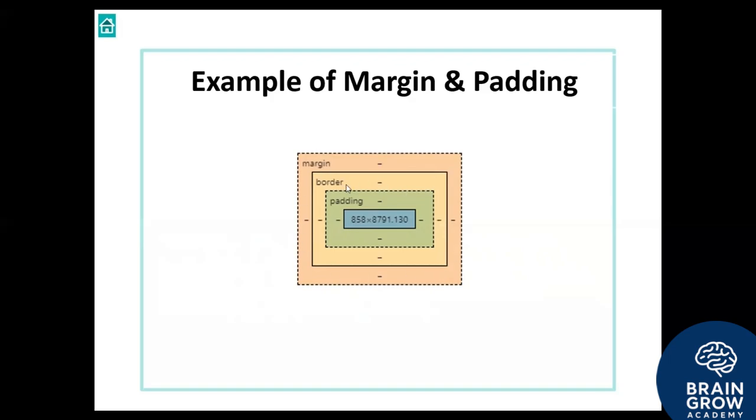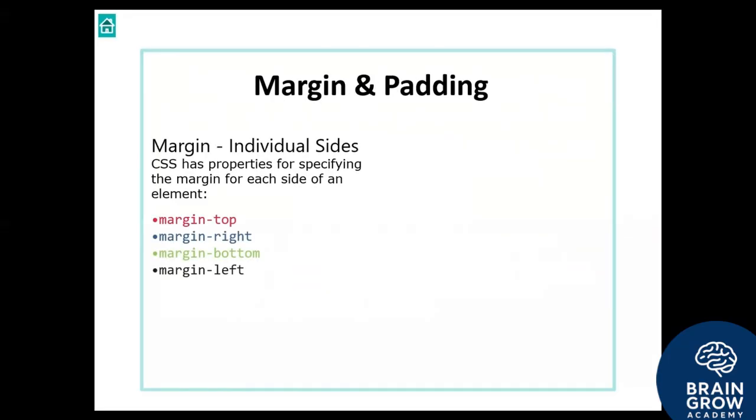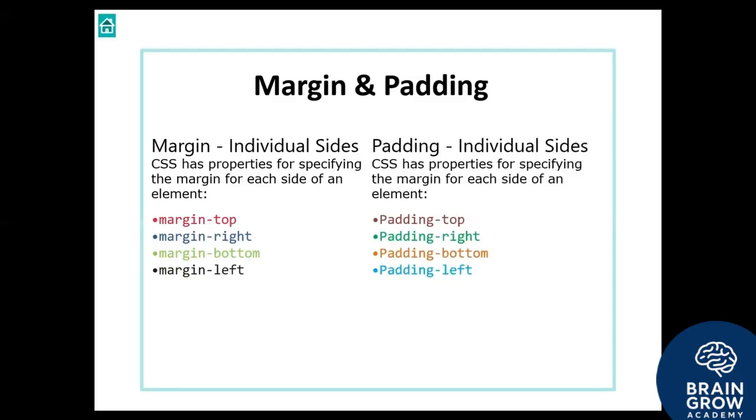So margin and padding are mostly used to set the position of the text. The margin has 4 properties: margin top, right, bottom, and left. And the same goes for the padding. So let's have a practical look at it in VS Code.